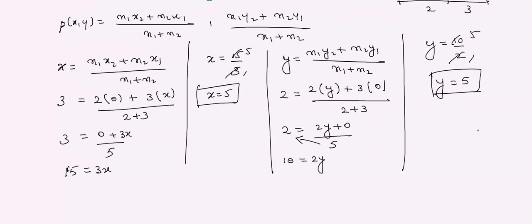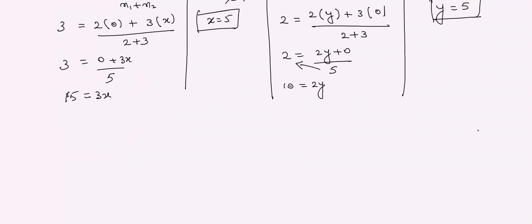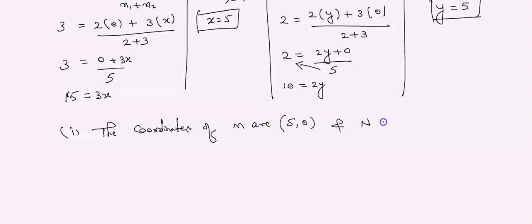Any doubts? Got it? Now we know the coordinates. What is the question they were asking? Find the coordinates of M and N. Therefore the coordinates of M are (x, 0) as we took, that is (5, 0), and N is (0, y), that is (0, 5). So these are the coordinates. And second, what is the question they are asking? To find the slope of the line.